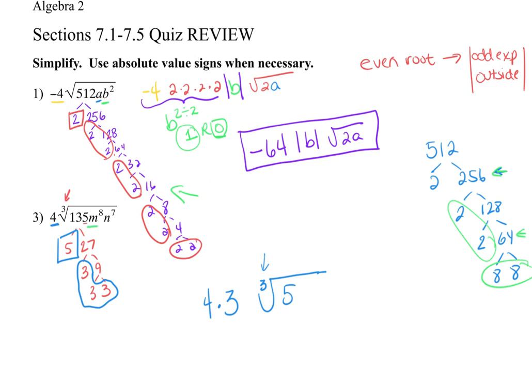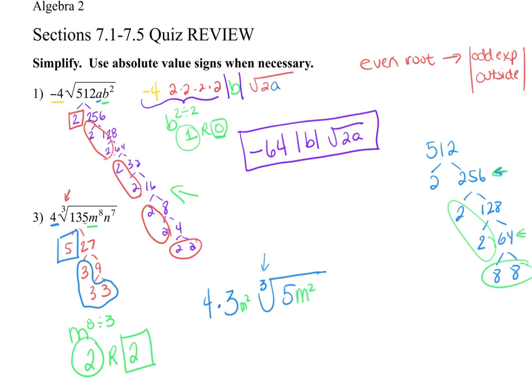I'm going to start with my m. M to the 8. I am now going to divide that by 3. 8 divided by 3, well, that is 2, with a remainder of 2. So that means 2 m's will come out, and 2 m's will stay in.